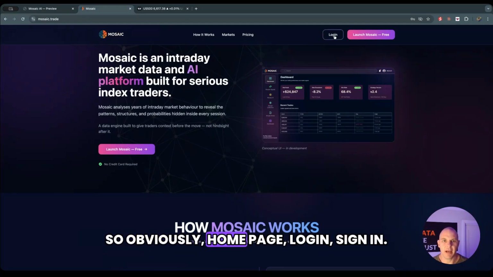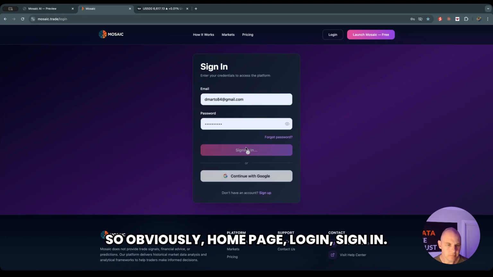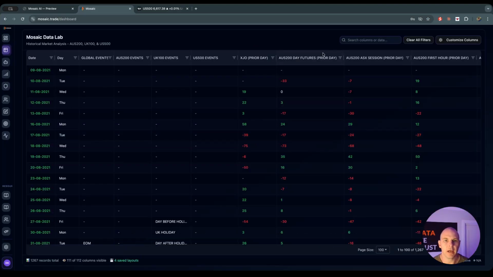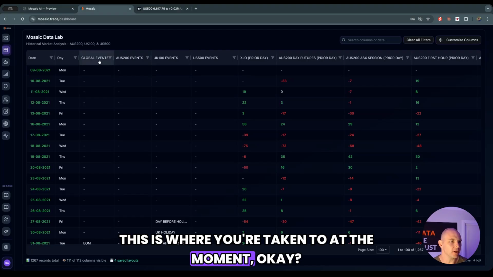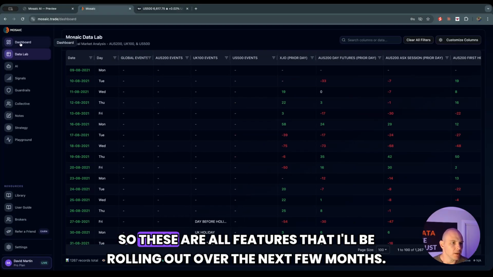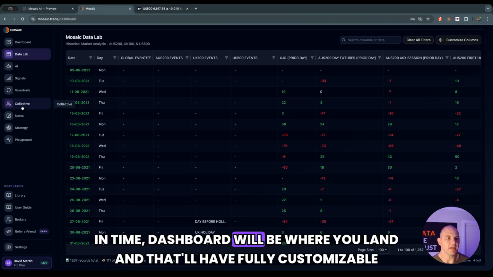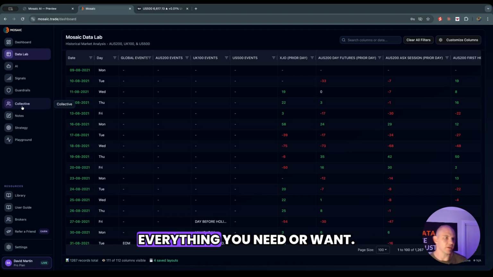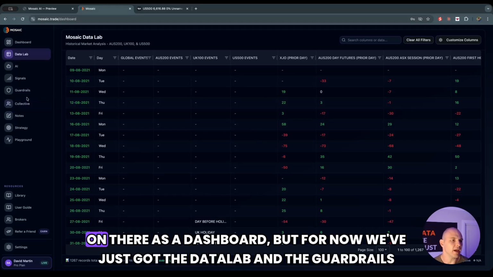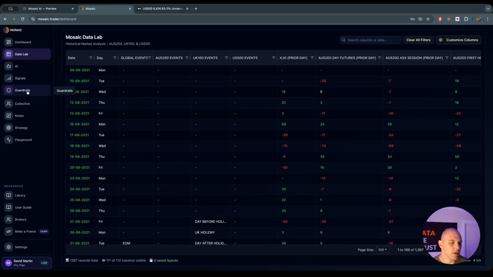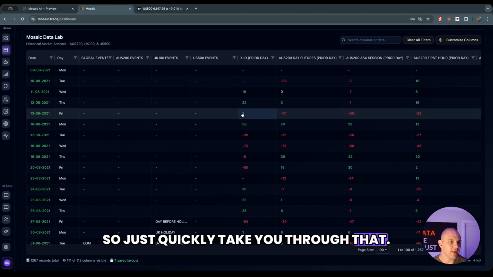So obviously homepage, log in, sign in. This is where you're taken to at the moment, okay? So these are all features that I'll be rolling out over the next few months. In time, dashboard will be where you land, and that'll have fully customizable everything you need or want on there as a dashboard. But for now, we've just got the data lab and the guardrails live. So just quickly take you through that.